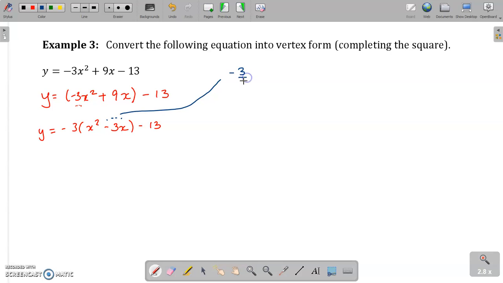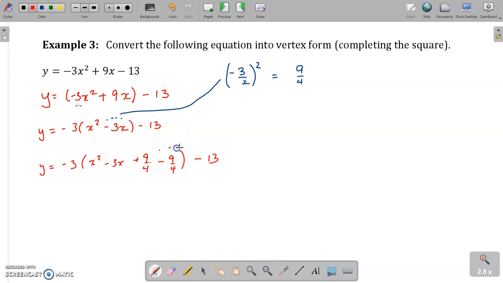So then the next thing we want to do is we take this term, remember we have negative 3, we divide it by 2, and then we square it. So that would be 9 over 4, because negative 3 squared is 9, 2 squared is 4. So we would leave it like that. Given that, we then have negative 3, and we have x squared minus 3x, and then we say plus 9 over 4 minus 9 over 4, bracket minus 13.